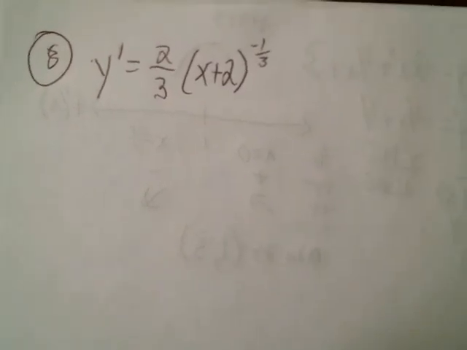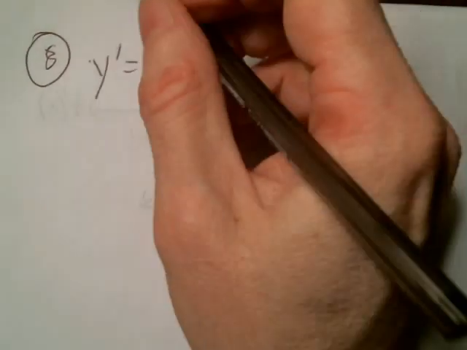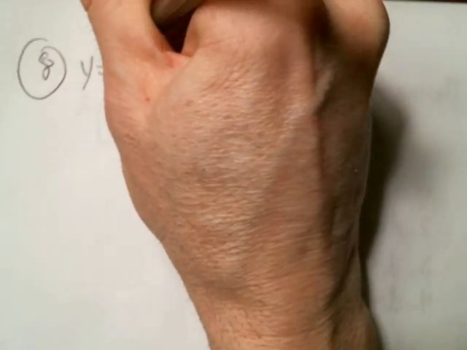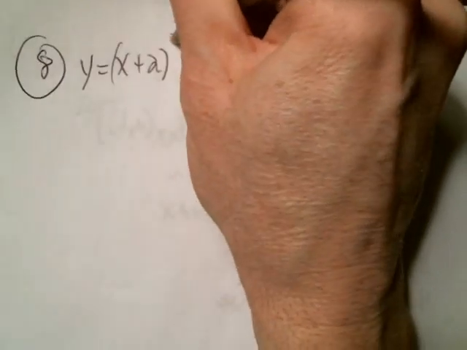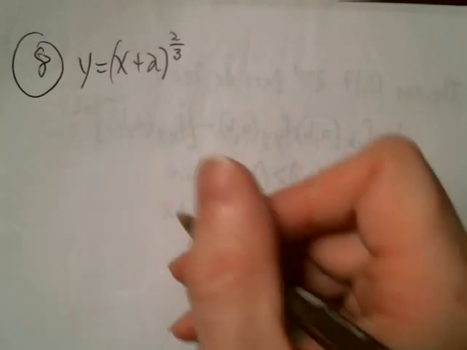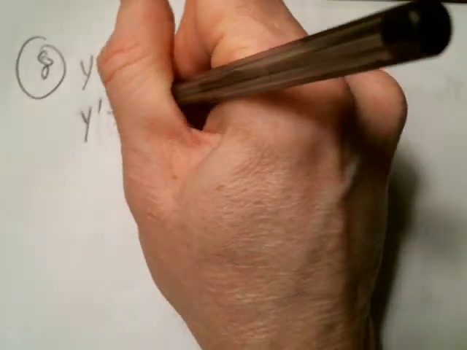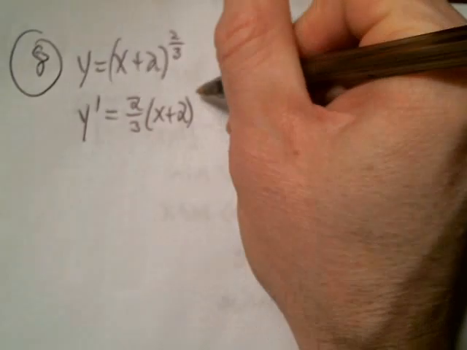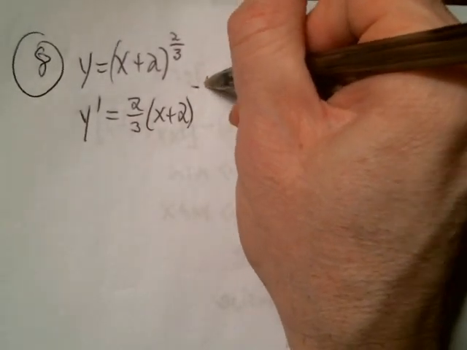Okay, but the general ideas are always the same. Whoops, I should have gave you the function first. Let me give you the function first. So there's number 8. Y equals x plus 2 to the 2/3. Okay, I need the derivative, y prime. That'll be 2/3 times x plus 2 to the 2/3 minus 3/3 is minus 1/3.